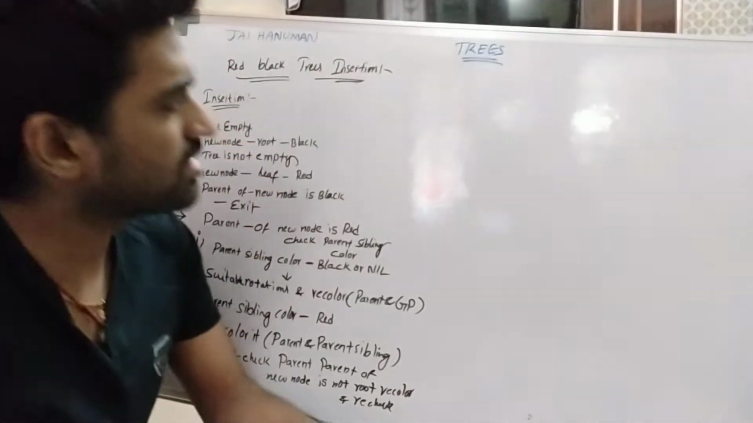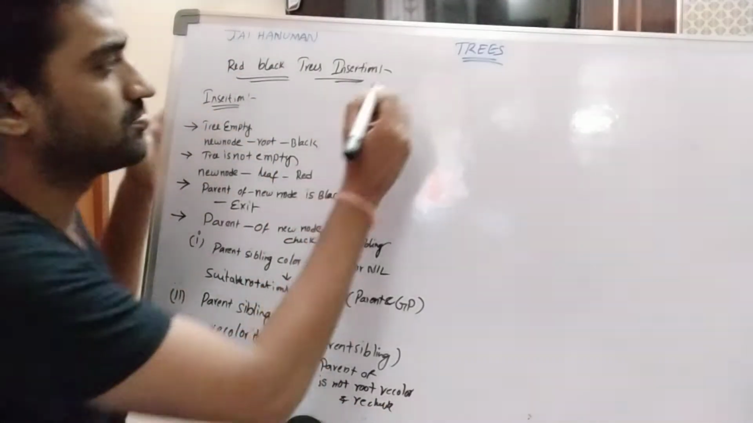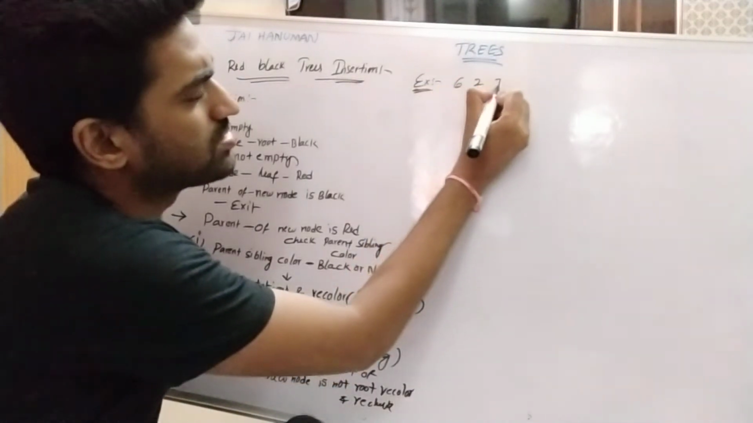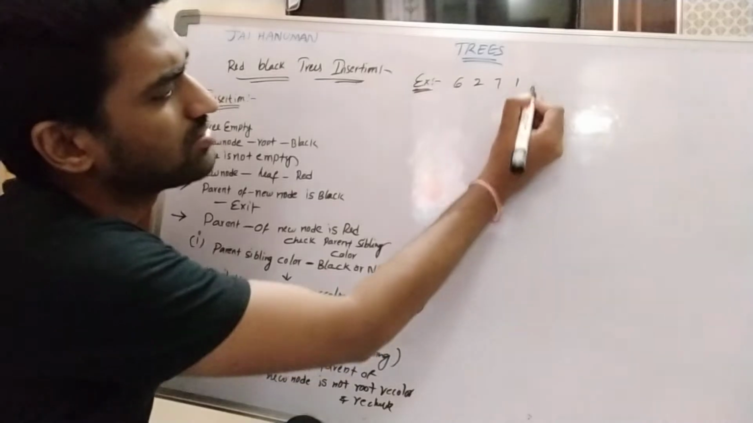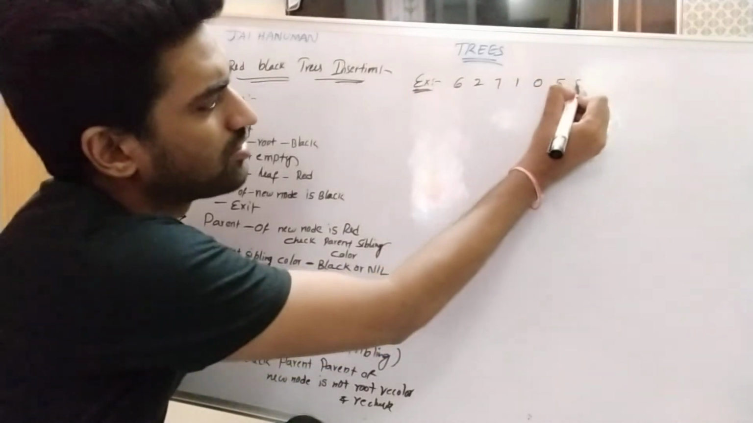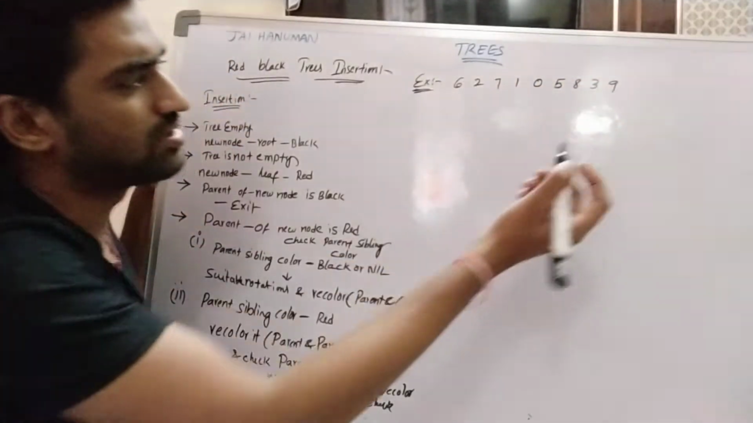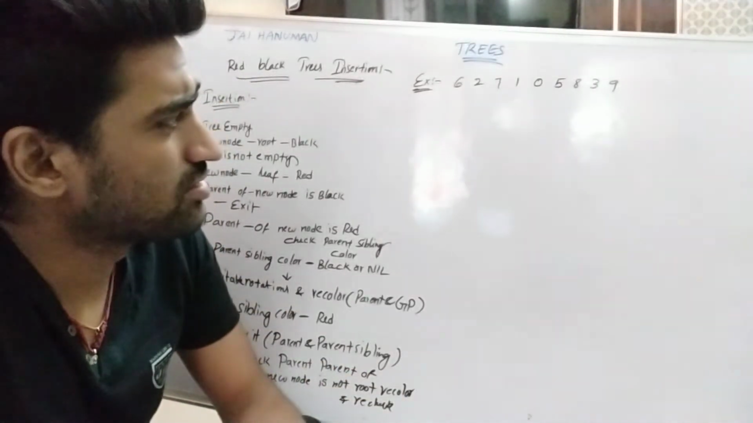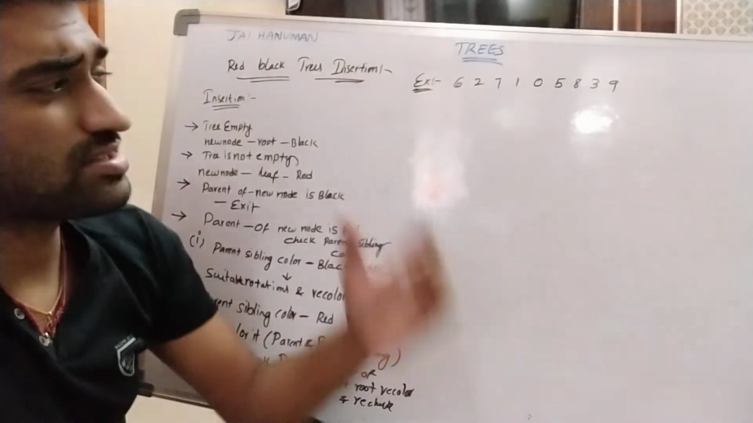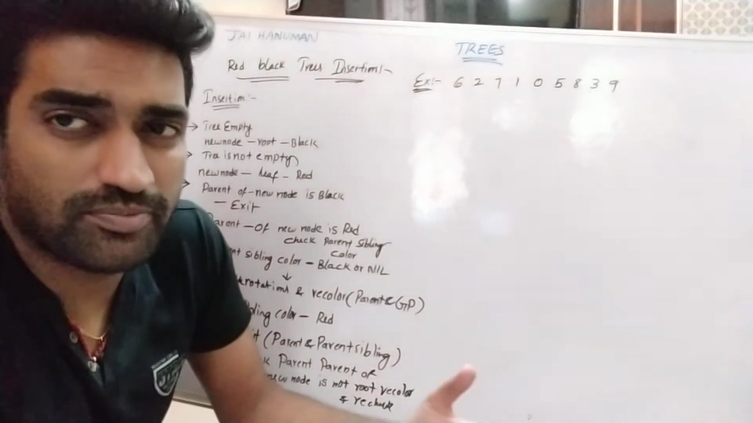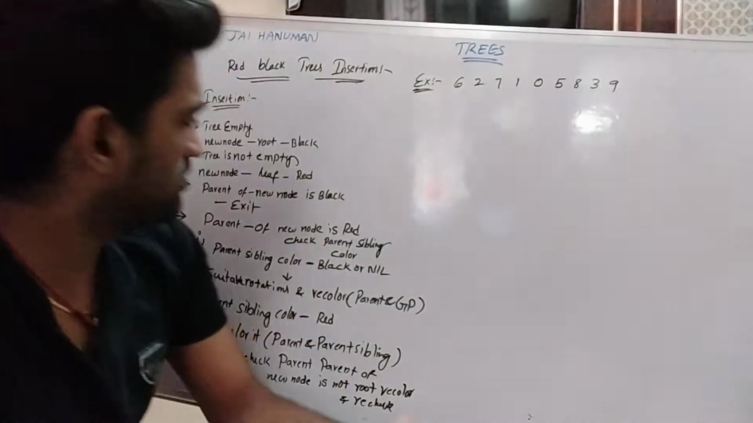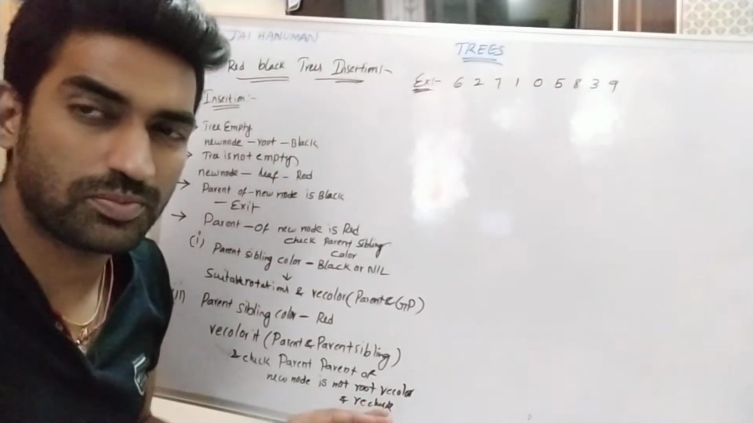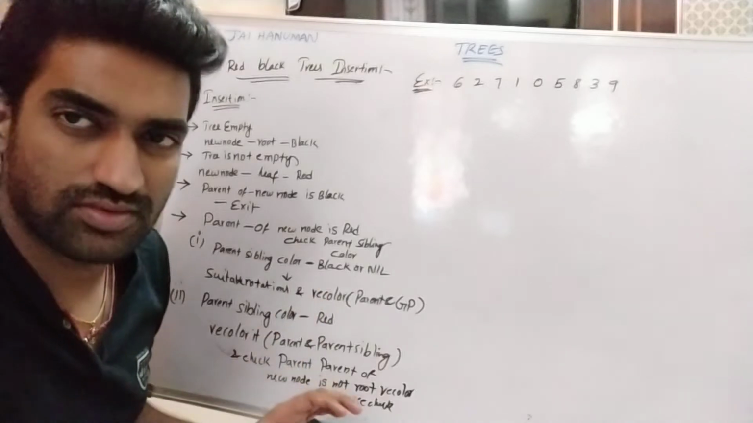Here I am taking some elements: 6, 2, 7, 1, 0, 5, 8, 3, 9. For these elements I am constructing a red-black tree, right? These rules were already discussed in the previous session.